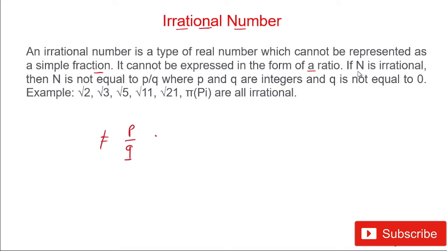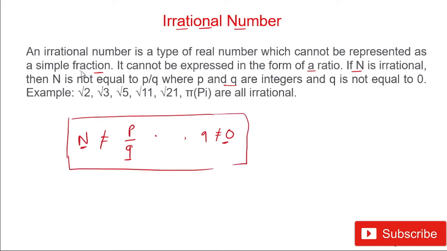Next, if n is irrational, then n is not equal to p by q, where p and q are integers and q is not equal to 0. Q cannot be equal to 0. So an irrational number is a number which has a fraction part, but the fraction will not be simple.